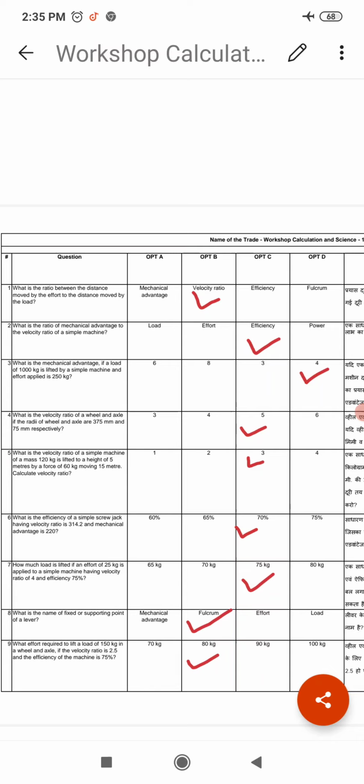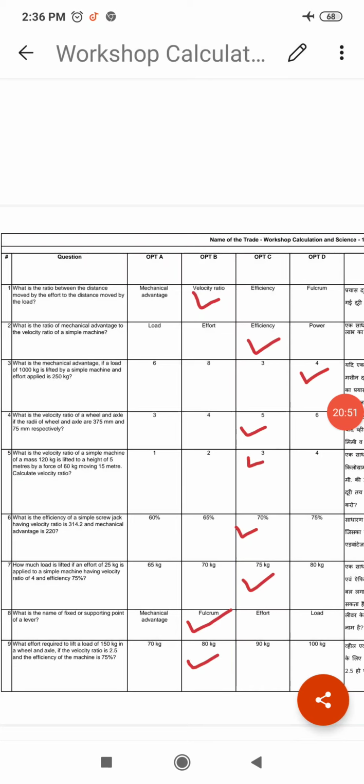What is the next question? What is the mechanical advantage if a load of 1000 kg is lifted by a simple machine and effort applied is 250 kg? It's 4. Next, what is the velocity ratio of a wheel and axle if the radius of wheel and axle are 375 mm and 75 mm respectively? Its answer is 5.